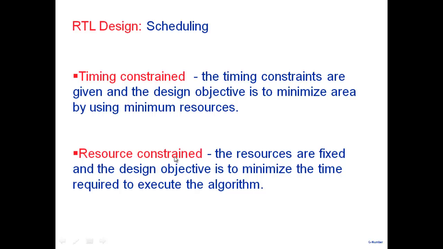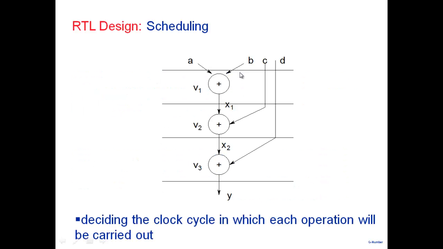I may have finite resources. I have only 1 adder available. Right? So now I have to decide how to schedule my different operations. Or I may have a timing constraint. My timing may be very constrained in the sense that it is given that the clock period should be a certain value. Now note that I may even combine the 2 operations and try to do them in the same clock cycle. So there are different ways of doing it.